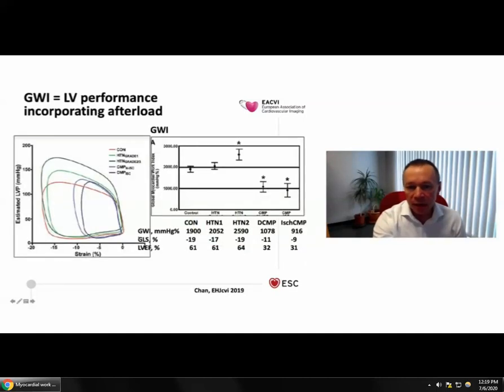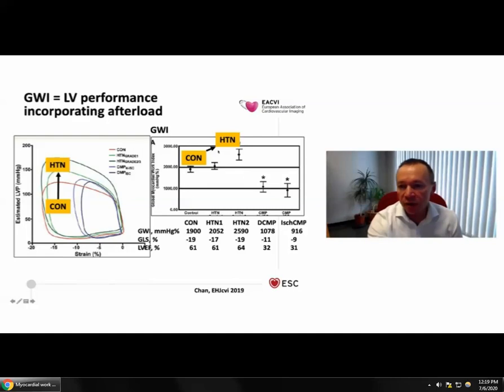Another example is from the clinical study in patients with hypertension and preserved ejection fraction and patients with cardiomyopathy. Patients with hypertension show significantly higher blood pressure than controls and significantly higher global work index. In contrast, global longitudinal strain was lower or not changed. So both these indices went in different directions, reflecting situation of increased afterload, but relatively preserved myocardial function. In contrast, in patients with cardiomyopathy, both global longitudinal strain and myocardial work index were significantly lower than in controls, reflecting presence of severe myocardial disease.